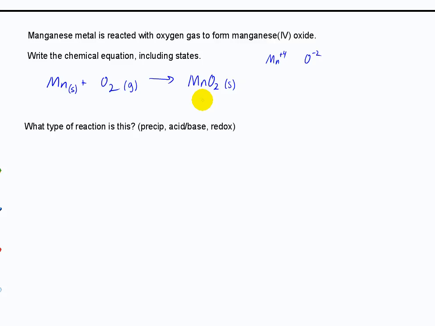Right, exactly. So whenever you see individual elements by themselves, and then they become not by themselves, you're almost certain to have redox going on. Because if it's by itself, it's got to be zero. And then if it's not by itself, it really can't be zero. So if you see those elements by themselves, there's a really big chance that this is a redox reaction.